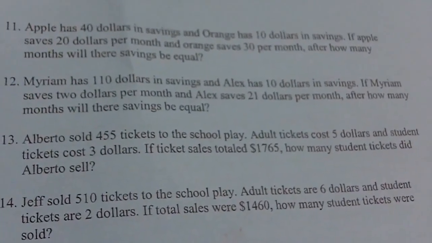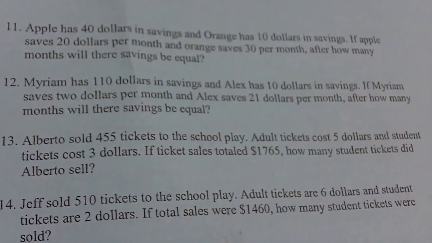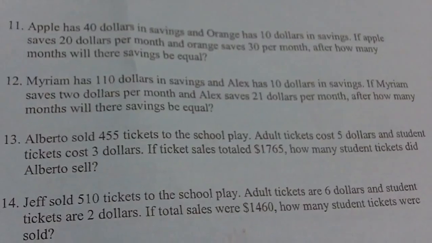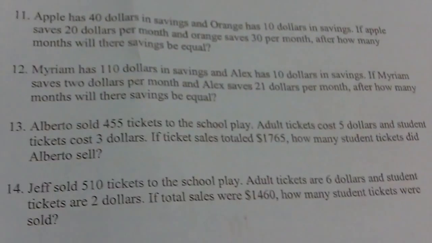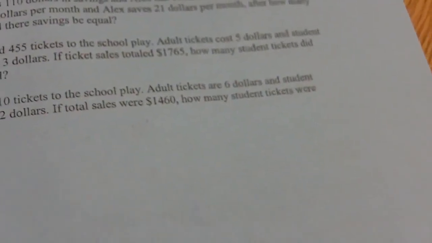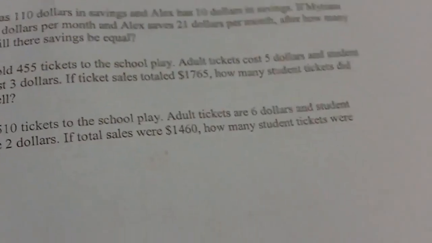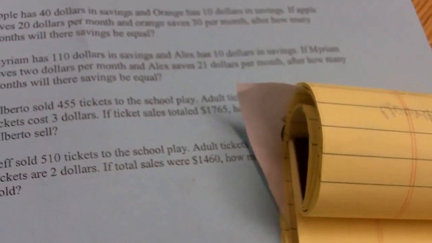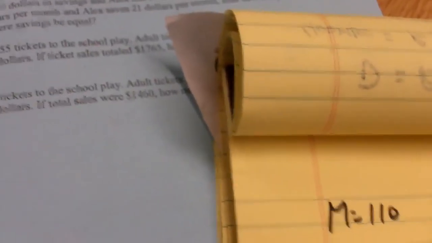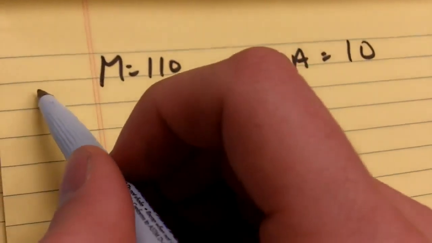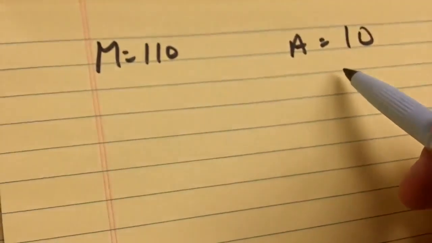Number 12 says Miriam has $110 in savings and Alex has $10 in savings. If Miriam saves $2 per month and Alex saves $21 per month, after how many months will the savings be equal? This one is an easy one to set up because we can just make a table and figure it out. Miriam starts with 110 and Alex starts with 10. This one's going to save $2 a month, so we're going to add 2 per month. This one we're going to add 21 per month.